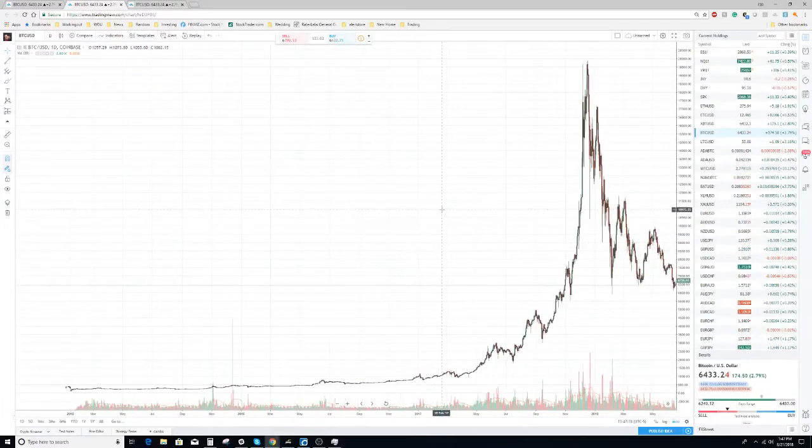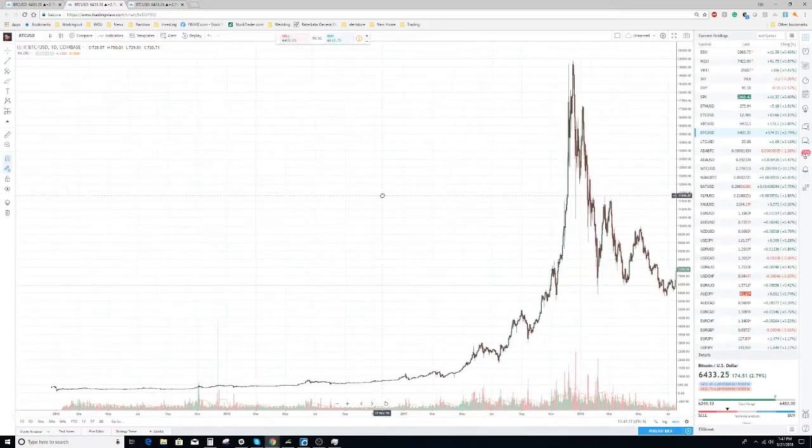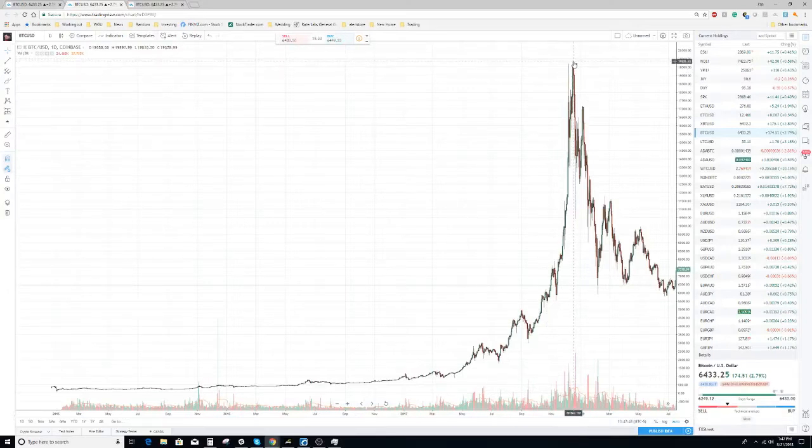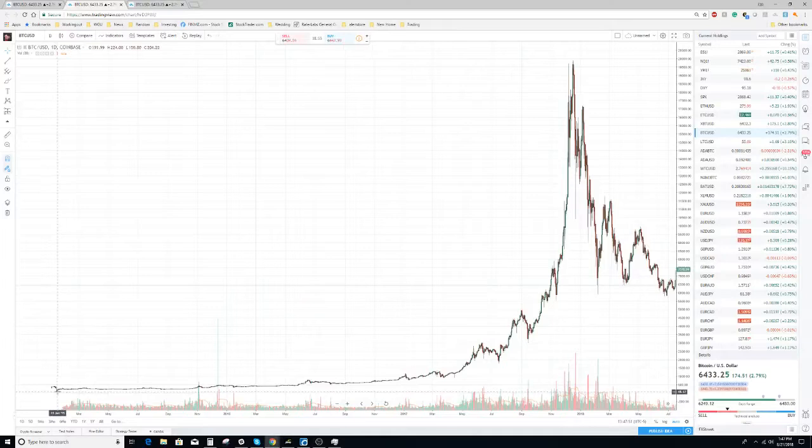First thing you want to do, and it doesn't matter if this is Bitcoin or whatever, you want to identify the first two things: where the all-time low is and the all-time high. For Bitcoin, the all-time high is over here, to the right of the all-time low. The all-time low on Coinbase is sitting down here.